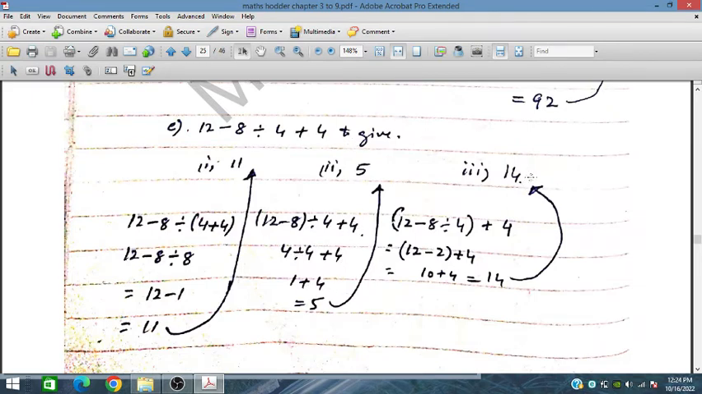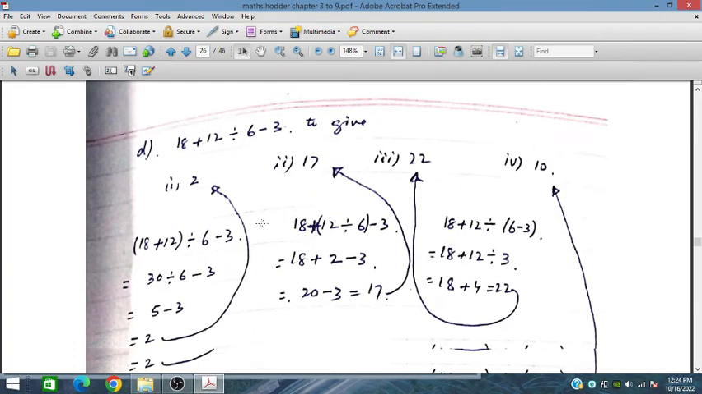Similarly for 14, if we place a bracket here, then it becomes 4. 12 minus 4 is 8, 12 minus 2, sorry, 12 minus 2. This is 8 divided by 4 is 2. 12 minus 2 is 10. 10 plus 4 is equal to 14. So we have placed a bracket here to make it 14.